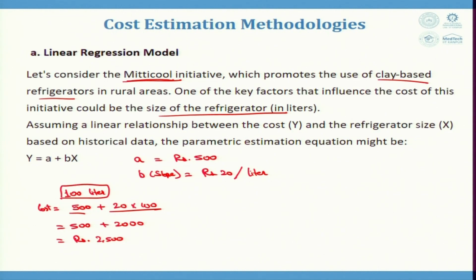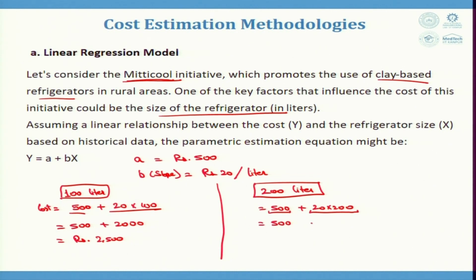This is just a simple linear regression model with one independent variable. Now, let us also see for a 200 liter capacity, how does the cost vary? This cost would be 500 plus 20 into 200, which is equal to 500 plus 4000, which is equal to rupees 4500. This is a simple example of a linear regression model.